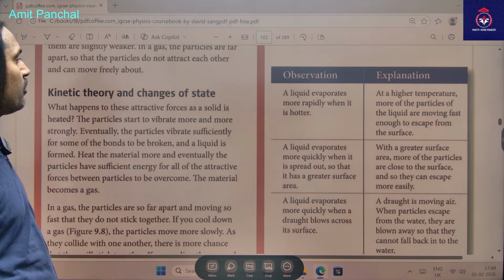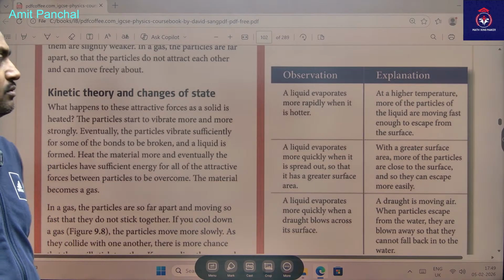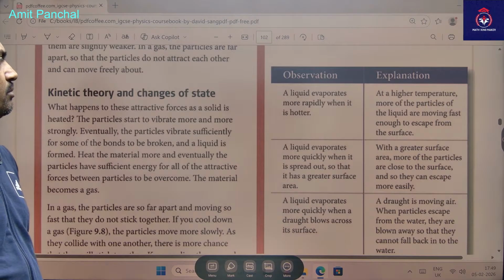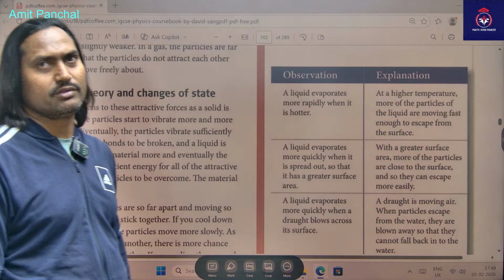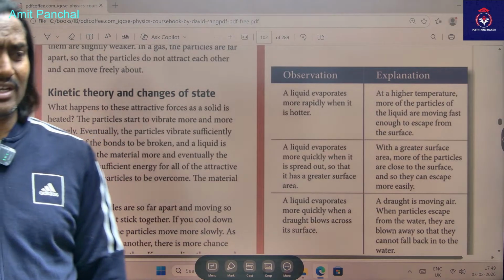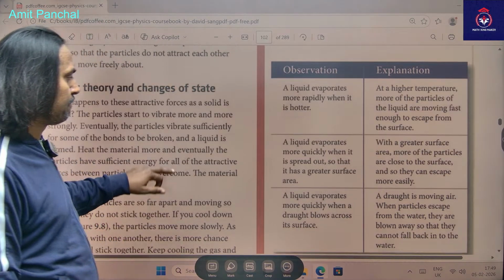Okay, a liquid evaporates more rapidly when it is hotter. At a high temperature, more of the particles of the liquid are moving fast and have enough energy to escape from the surface, because they have greater energy.